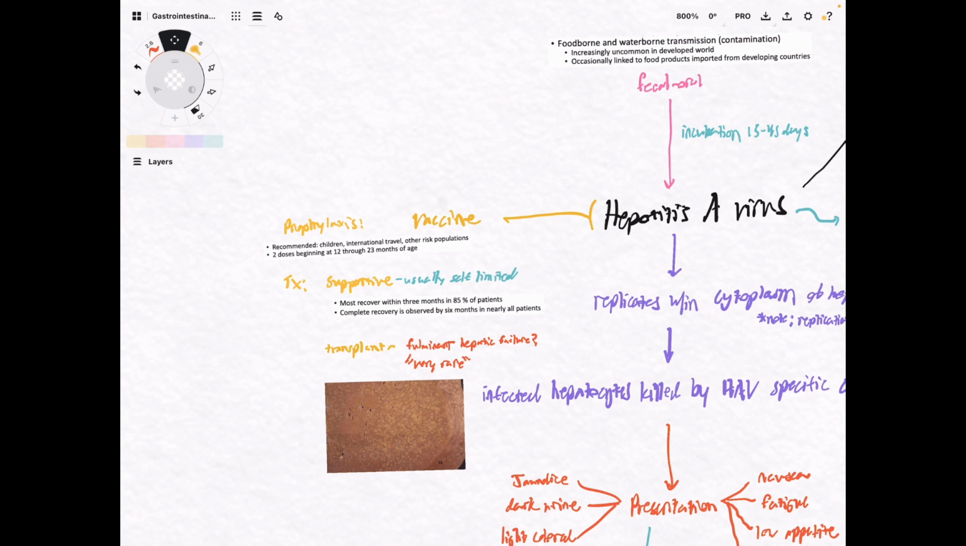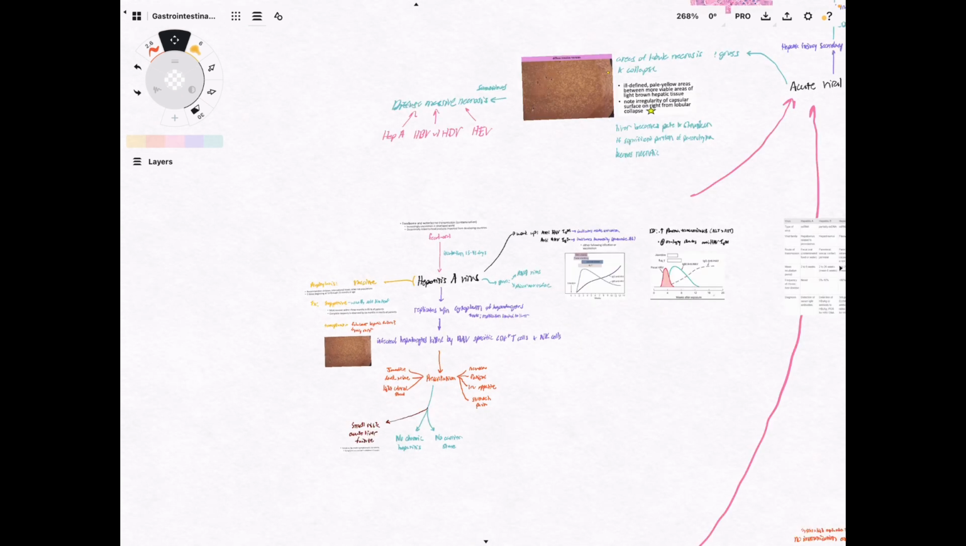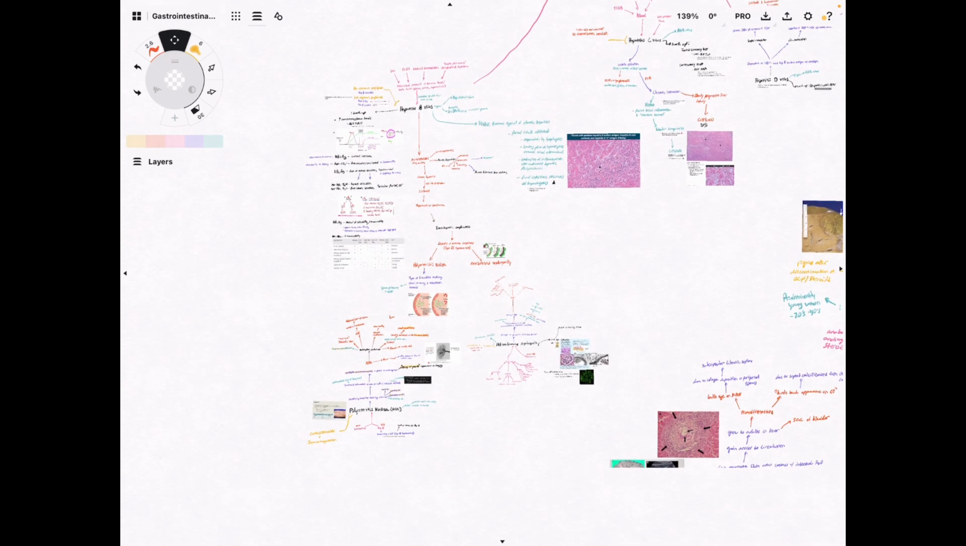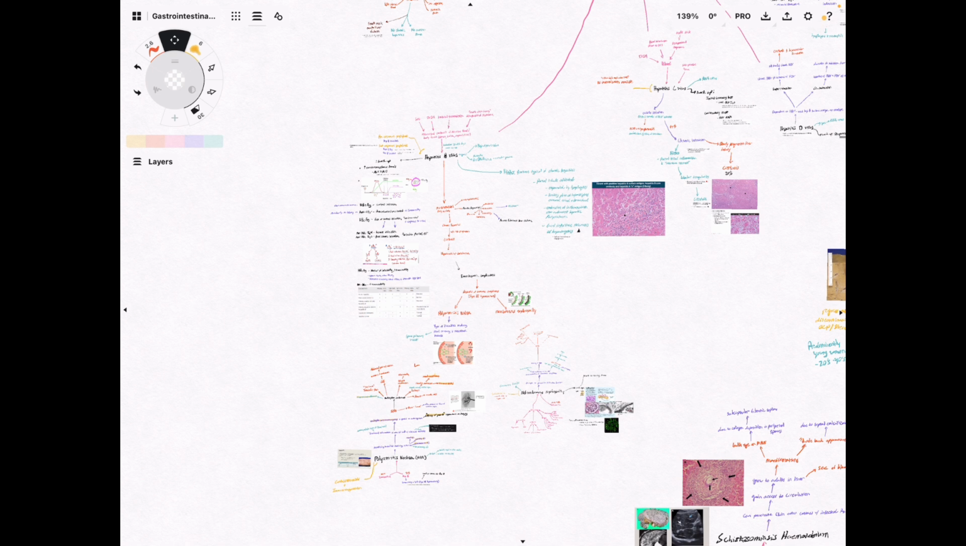And if very rarely they progress to fulminant hepatic failure, you're going to have to do a liver transplant. However, that's very rare. So hepatitis A, that's it. Move on to hepatitis B. And hepatitis B is a lot more to think about.